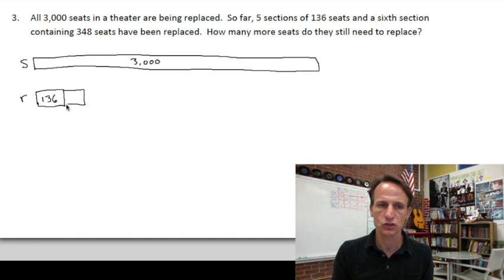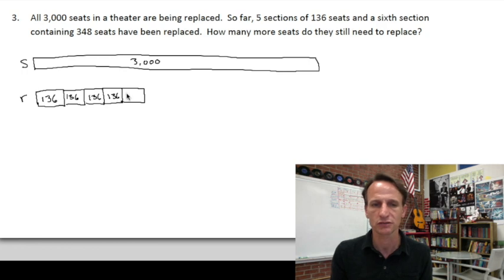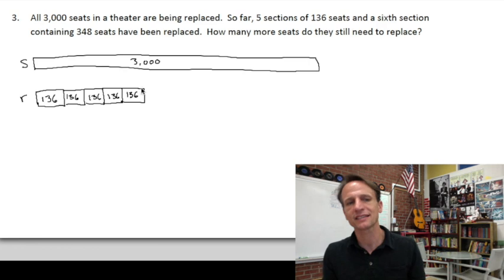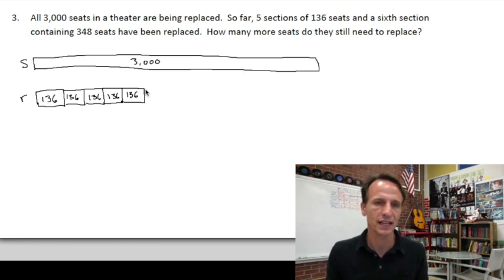So 2, 3, 4, 5 such sections. I'm going to take a moment, do it with me, write 136 in each of these. This is actually pretty important here, so you'll get confused. And then we also have this 6th section containing 348 seats.